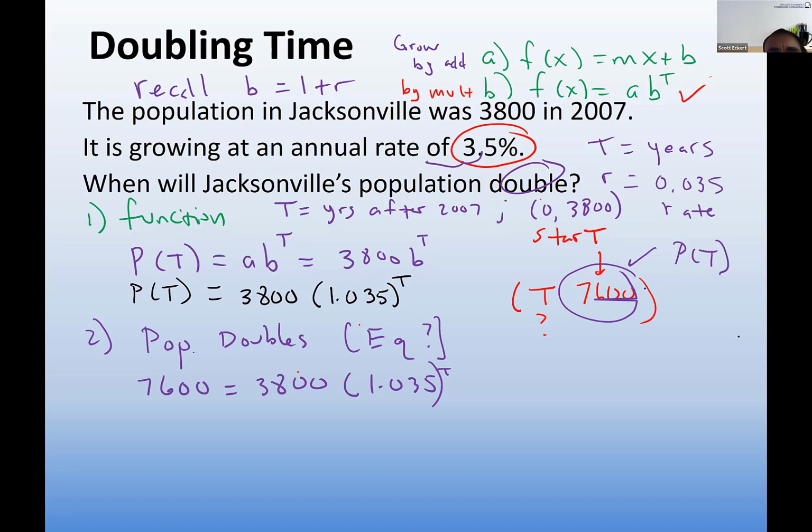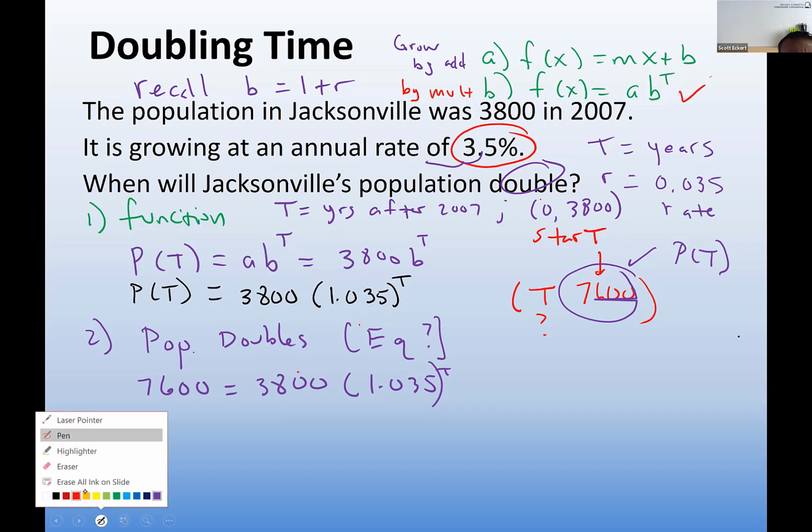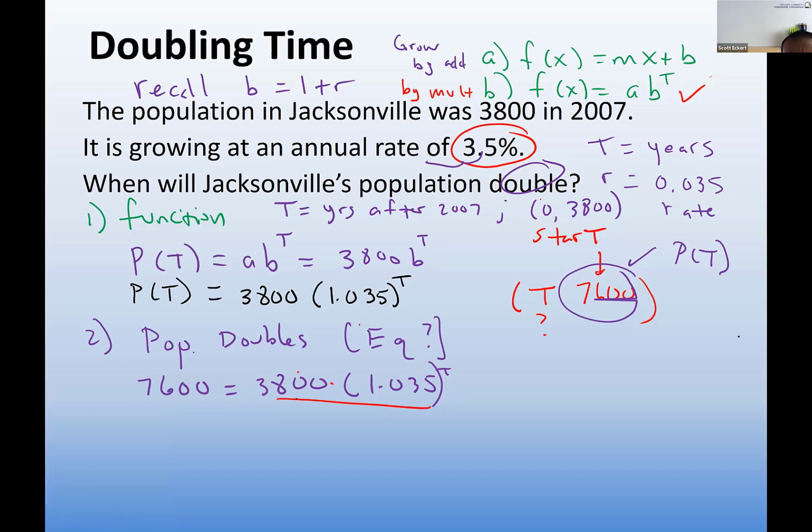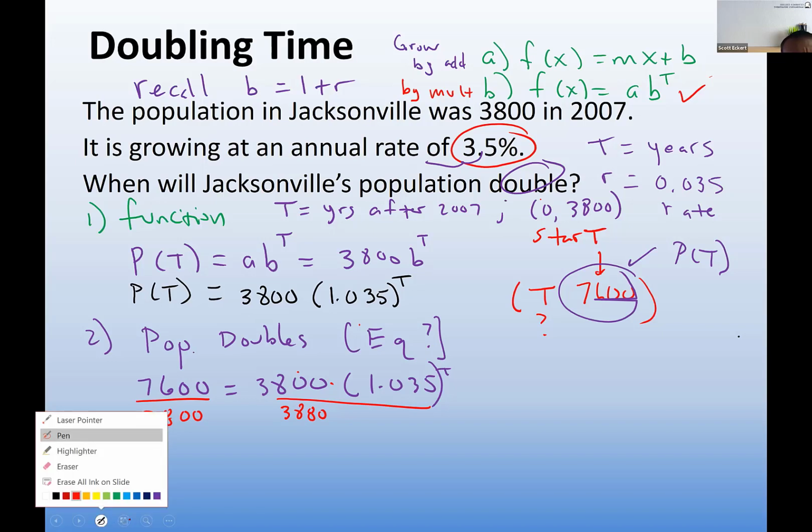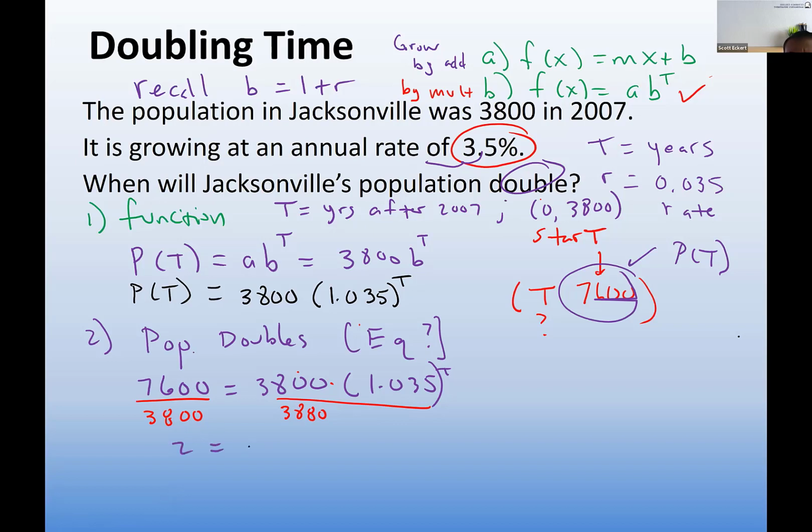And now we're going to use all our algebra skills. We're going to solve this equation. So I need to get T. So this is a multiply. I'm going to divide. Now this is a division, but it's the original divided by the double, which is 2. How am I going to get T by itself?